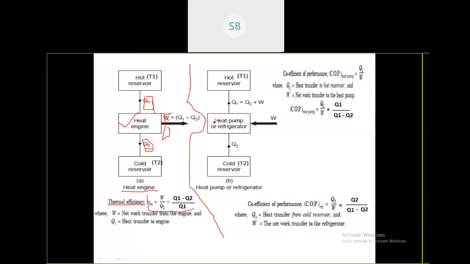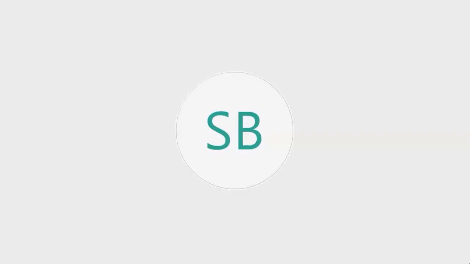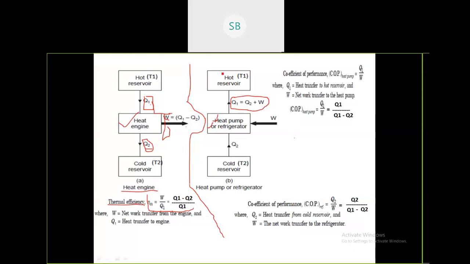The same applies for a heat pump or a refrigerator. The difference between a heat pump and a refrigerator is just the output. What is the output for the heat pump? It is the heat which is added to the system. For the refrigerator, the useful output is extracting heat from the space, which means we cool down the space, or lower the temperature of the particular space. That is the useful output.